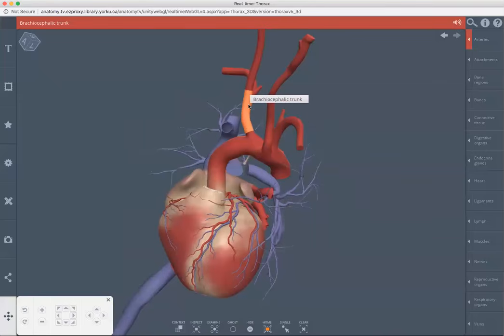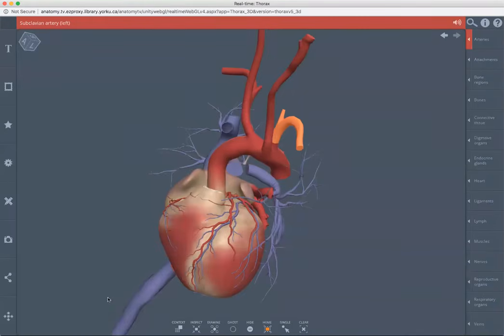The brachiocephalic trunk is quickly going to split to give us the right subclavian artery, which is headed toward the right upper limb, and the right common carotid artery, which is going up the right side of the neck. The next branch from the arch of the aorta is the left common carotid artery. Okay, so that's going up the left side of the neck. And then the third branch is the left subclavian artery, which is headed towards the left upper limb.